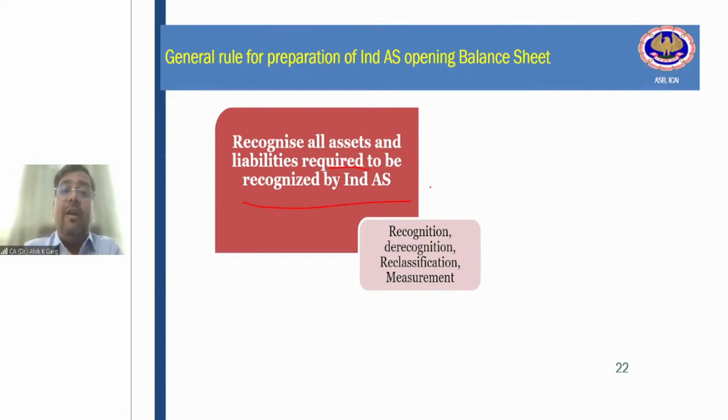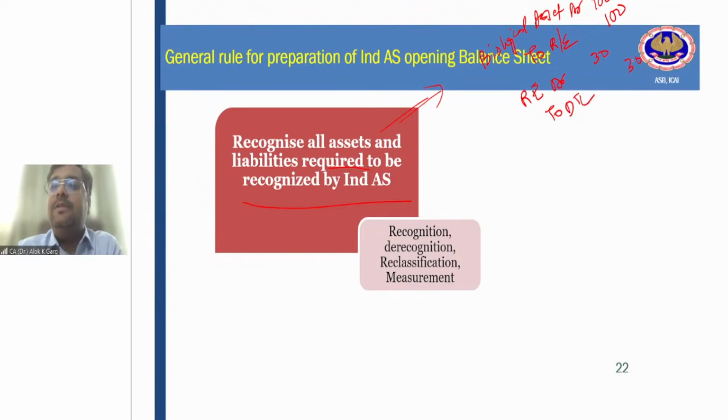So recognize all assets and liabilities required to be recognized by Ind AS. So what was the accounting entry I told you? Biological asset debit 100 rupees, to retained earnings 100 rupees. Second entry, retained earnings debit 30 rupees, to deferred tax liability 30 rupees. So the net impact in the retained earnings will be 70 rupees, and a liability will be created by 30 rupees, an asset by 100 rupees.